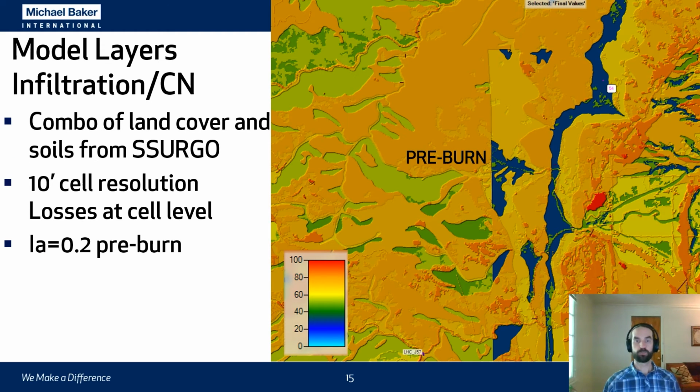To model infiltration, we utilized the SCS curve number method, which is an option in HEC-RAS. Similar to the Manning's-N layer, we produced a spatially varied curve number layer across the domain. Using a spatial overlay of soil hydrologic group from the SURGO dataset and land cover type, again from NLCD, we assigned a distinct curve number to each unique land cover soil type combination. This produces a spatially varied curve number layer that you can see here on the screen.